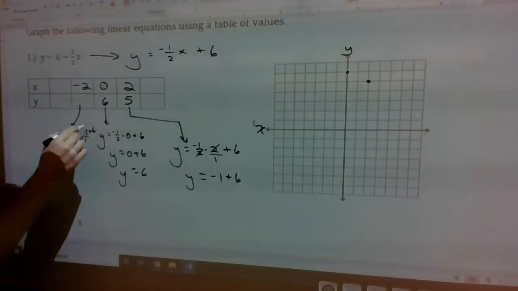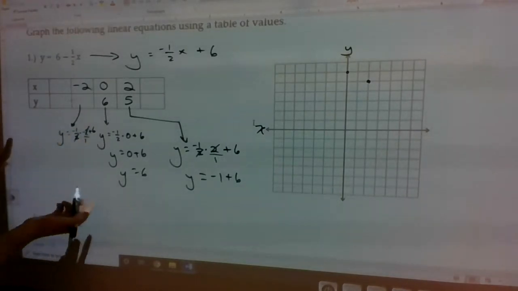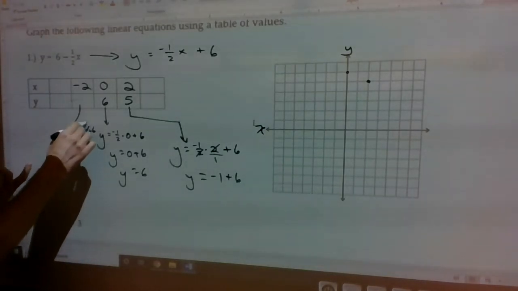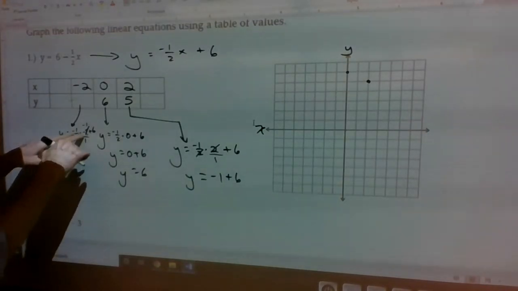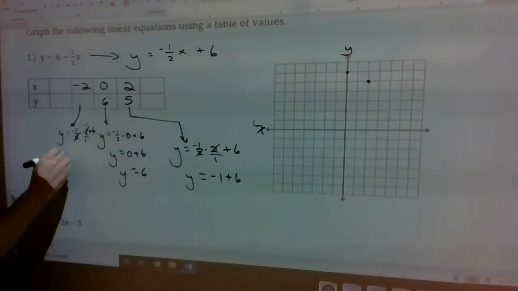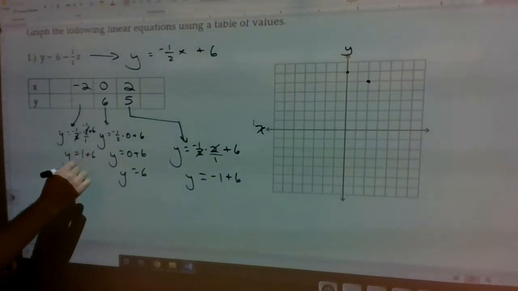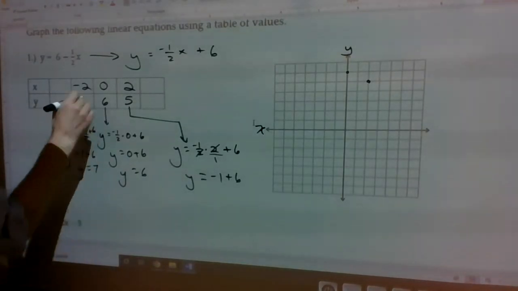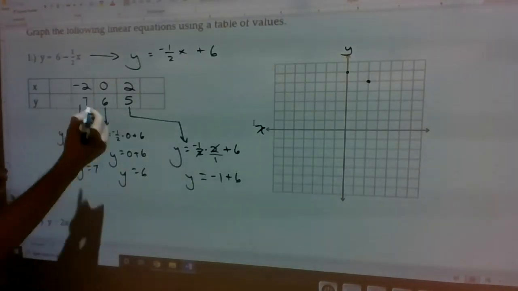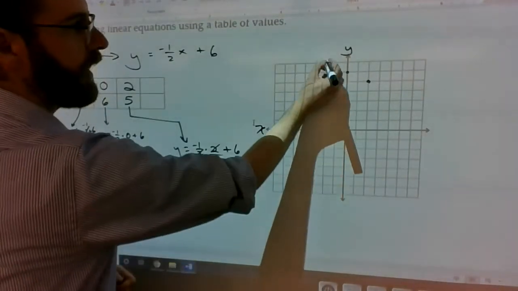There's going to be cross-canceling happening there. But in this case, a -1 comes out of this. So -1 times -1 is going to be +1. +1 plus 6 is 7. Okay, so -2, 7. Left 2, up 7.